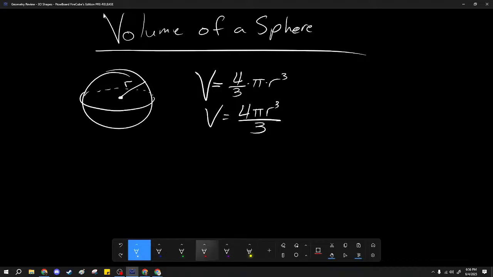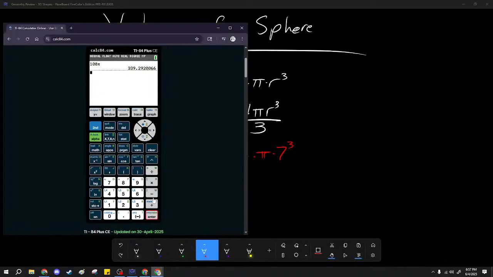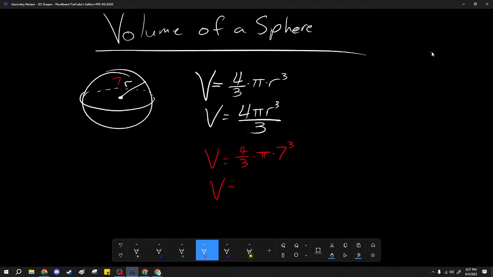So let's do an example. Again, the volume of a sphere is the easiest one. You only need the radius. So if I said my radius here was 7, what do I have to do? Well, I just replace the radius with 7. So volume equals 4 over 3 times pi times 7 cubed. I can do 7 squared in my head, but not 7 cubed. 7 to the power of 3, enter. 343. So volume equals 4 over 3 times pi times 343.